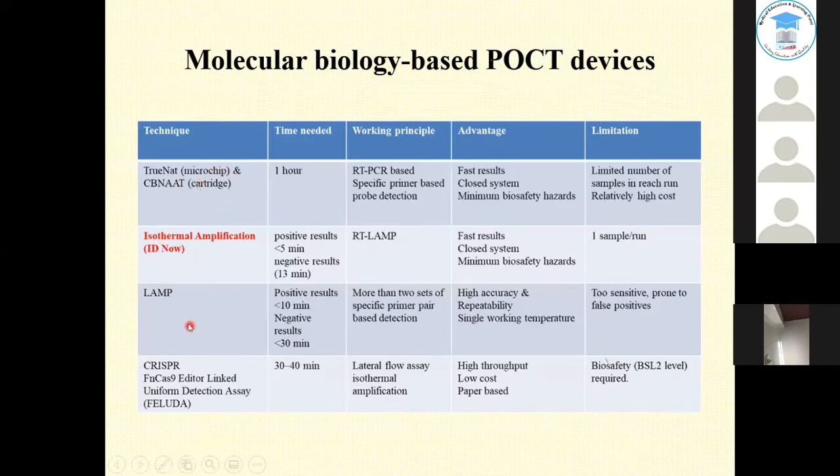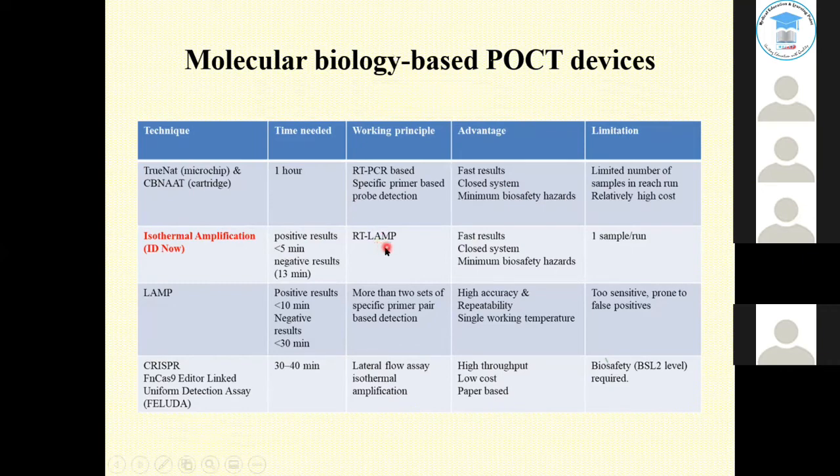This is a list of tests which have been used very extensively in India and all over the world during COVID-19, and which has really re-emphasized the importance of POC in our lives. So one was this TrueNAT, which is microchip based, and CBNAAT, again cartridge based, which would give result in about 1 hour. The advantage was that it had a closed system and required minimum biosafety hazards. Isothermal amplification by ID Now would give you a positive result in less than around 5 minutes and a negative result in around 13 minutes.